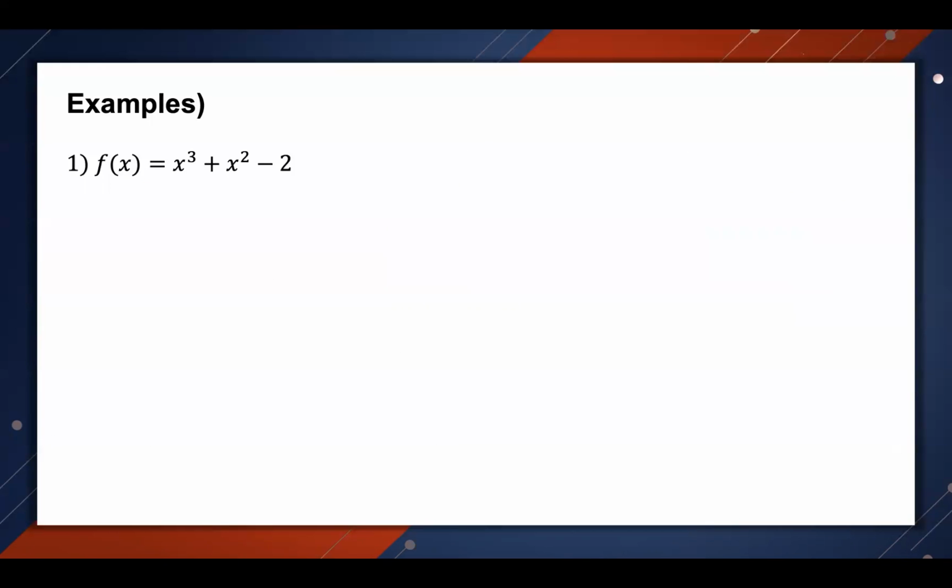Let's use the sum and difference rule. Here's one: f of x equal to x cubed plus x squared minus 2. And f prime equals 3x squared plus 2x. We use the power rule and the constant rule to get this.